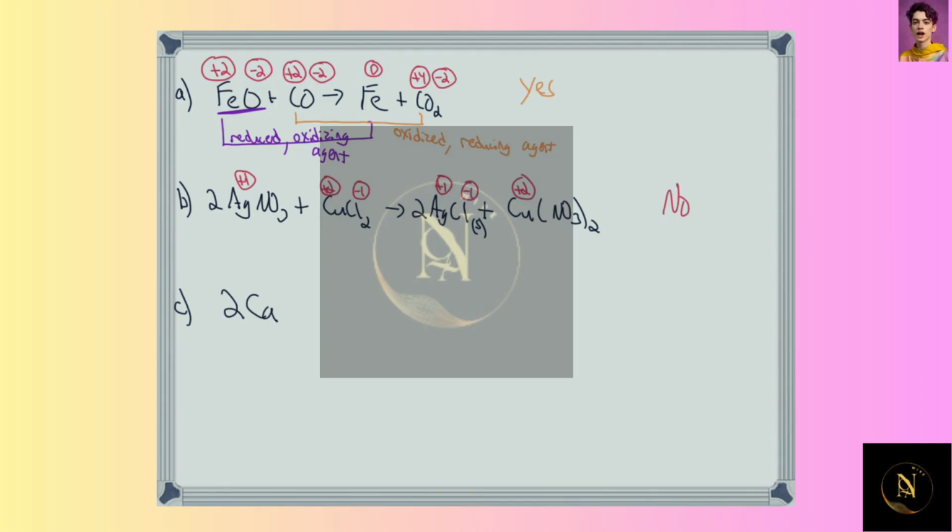The last one is 2Ca plus O2 goes to CaO. Again, elements by themselves have an oxidation state of 0. And the oxidation state is the charge in an ionic compound, which will be -2 for oxygen and +2 for calcium. So we see that the oxidation state of oxygen is decreasing, so oxygen is reduced, thus it serves as the oxidizing agent.